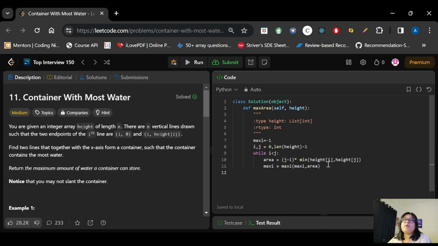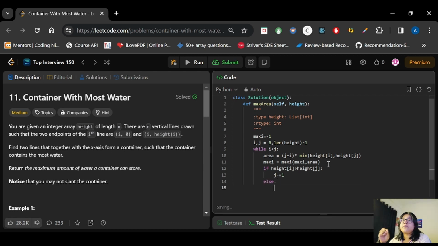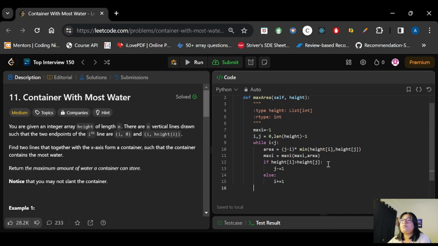Now what we were doing, we were checking for condition also, right? If height of i is greater than height of j, then what we were doing, we were decrementing j. Otherwise, let's take else only, we will not be moving both the pointers, we will move any one pointer in case of equal also. If it is less than or equal, then we will simply increment i plus equals to 1. Okay, now out of the loop, we will return the maximum area.